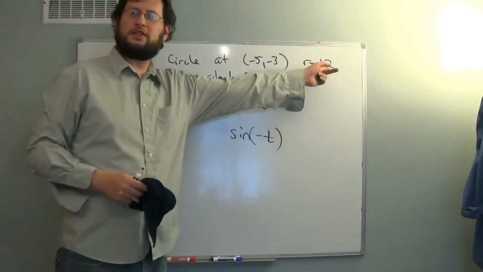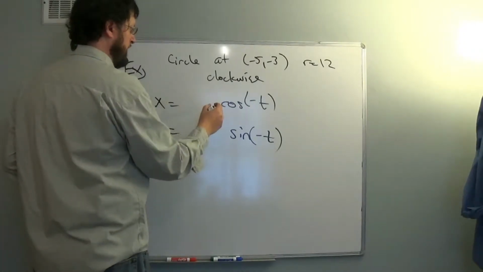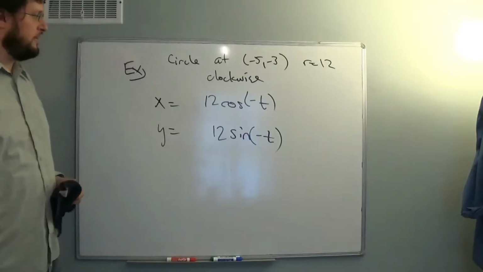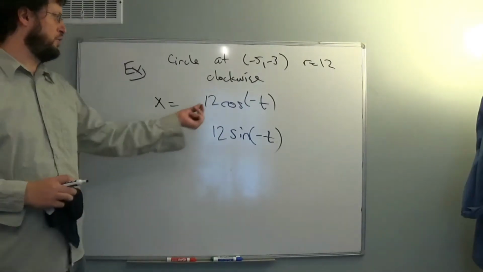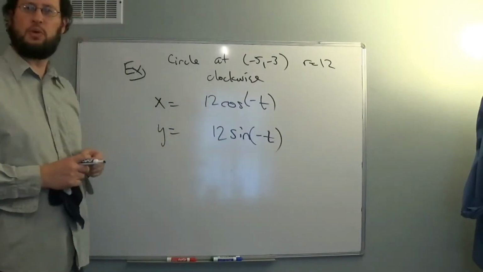How do I get a radius of 12? If it's a radius of 12, that means I need a 12 here, and I need a 12 here. That's going to change my radius. This means the x is 12 times as far as it used to be, and same as y.